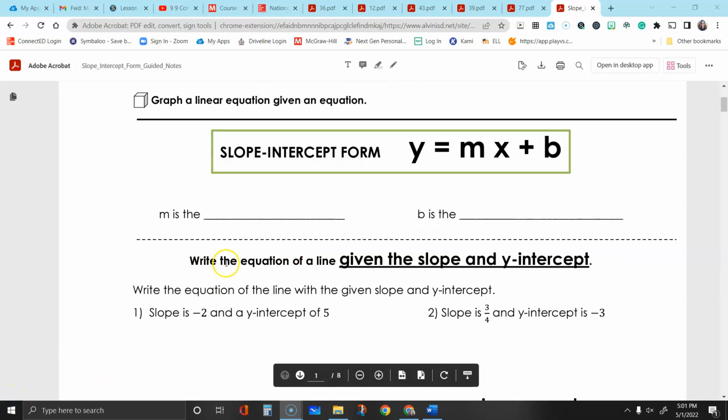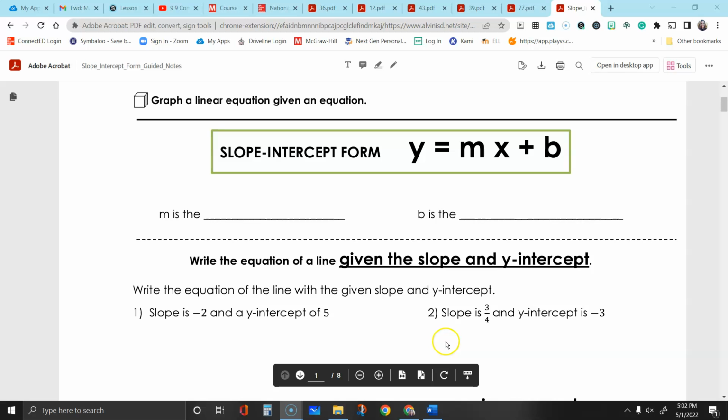So we're going to practice writing the equation of a line given the slope and the y-intercept. Our directions are to write the equation of the line with the given slope and y-intercept. So we have our slope-intercept form, y equals mx plus b. They tell you slope is -2. We know m is the slope, so -2 is going to replace that m. They tell you the y-intercept is 5. We know b is the y-intercept, so 5 is going to go where that b is.